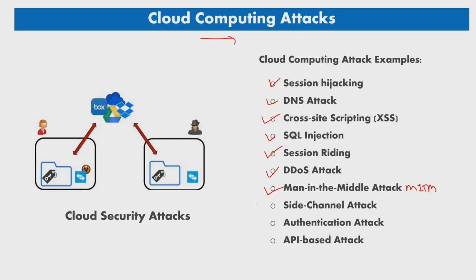Next is side channel attack. Here, an attacker could try to compromise the cloud by positioning a malicious virtual machine near a target cloud server and then launching a side channel attack.